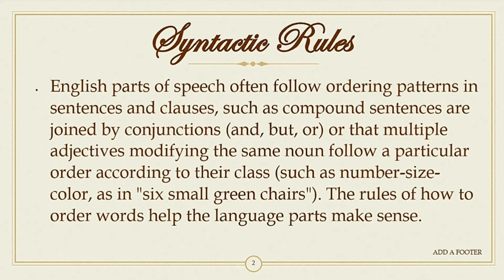Now we're going to talk about the syntactic rules. English parts of speech often follow ordering patterns in sentences and clauses, such as compound sentences are joined by conjunctions like and, but, or, and that multiple adjectives modifying the same noun follow a particular ordering according to their class, such as number, size, color, as in 6 small green chairs. The rules of how to order words help the language make sense.